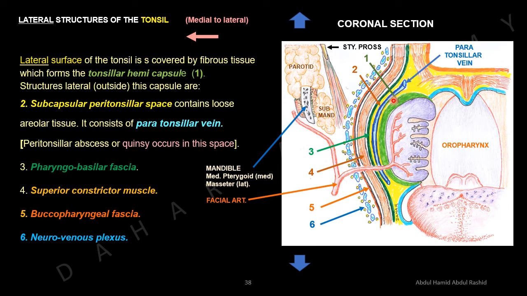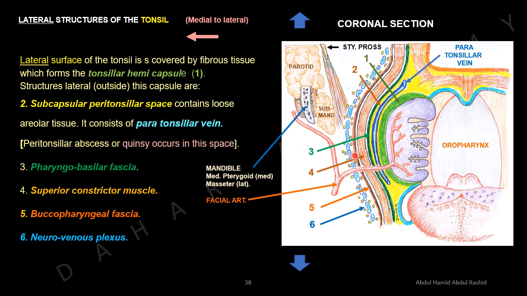In this loose areolar tissue, as usual, veins will be present. So this is the paratonsillar vein, which comes down from the palate and goes down along this one. Now lateral to this one is the pharyngobasilar fascia, number 3, green layer. Quite often we have spoken about this. Coming from where? Coming from the base of the skull. This is the pharyngobasilar fascia. We have already mentioned that it will come down from this side. Then next to that one is the fourth layer, that is the superior constrictor muscle.